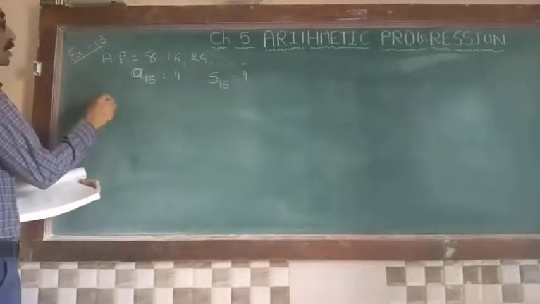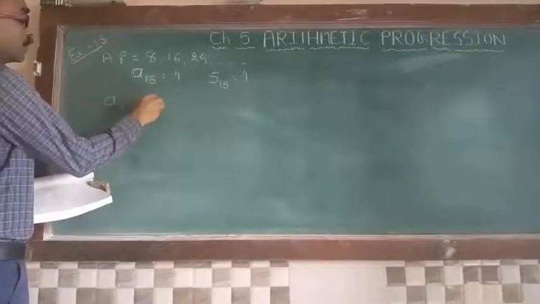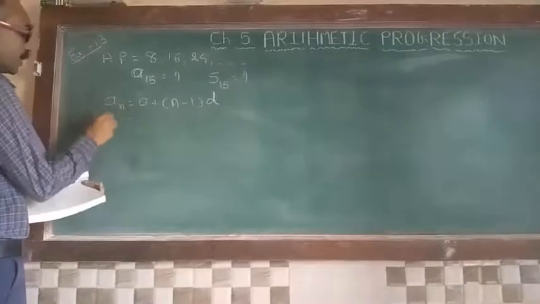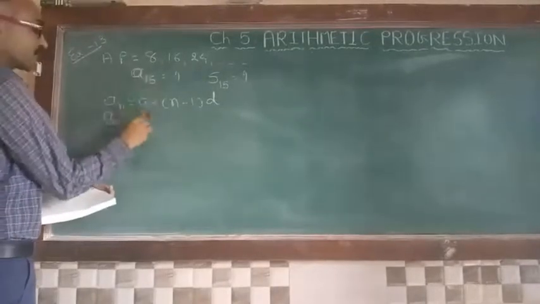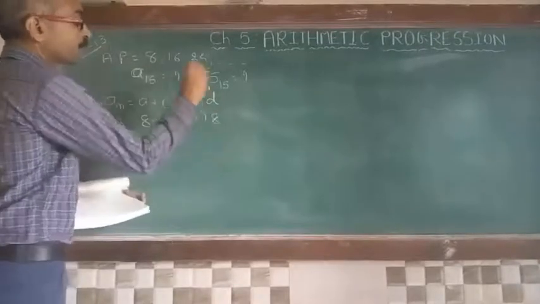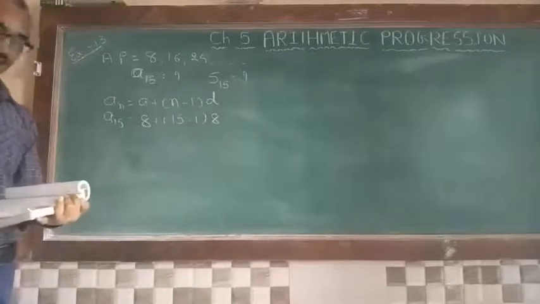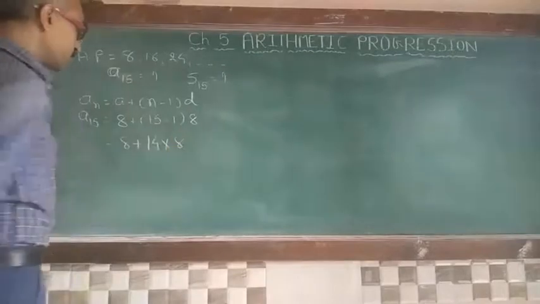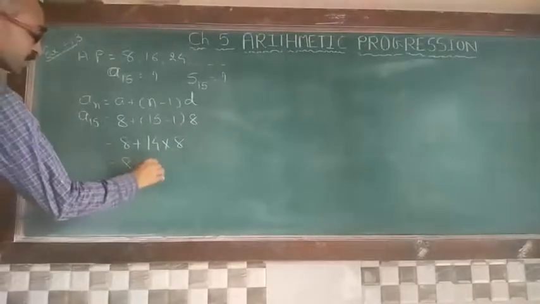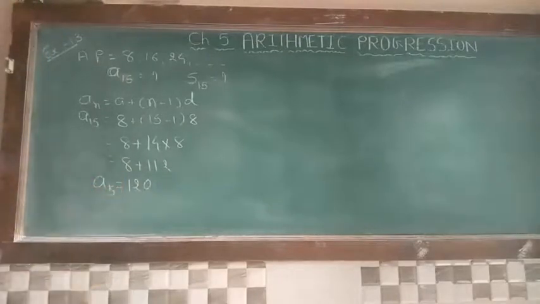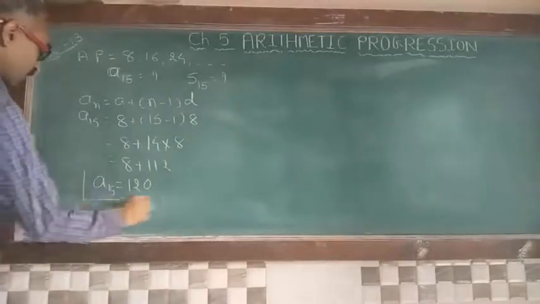So an = a + (n − 1) d. You have to find a15. What is a? The first term, that is 8, plus (15 − 1), and d is absolutely 8 because it is a multiple of 8. So 8 + 14 × 8, that is 8 + 112, so it is 120. So the 15th term of the AP 8, 16, 24 is 120. Now this is your first answer.